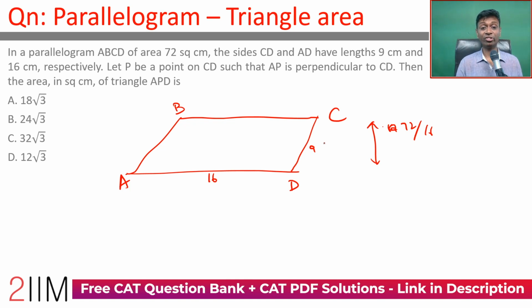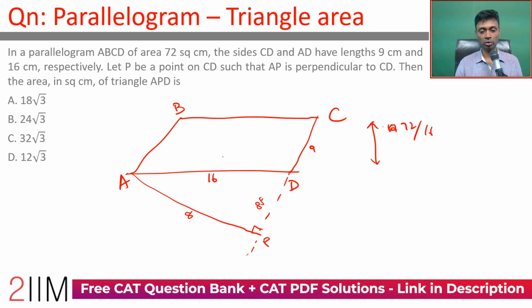Let P be a point on CD such that AP is perpendicular to CD. We'll draw a perpendicular from A to CD. It's not going to be on CD, it's going to be outside, which is all right. We'll say this point is P. We know that AP measures 8. The area in square centimeters of triangle APD is what we need to find. This is 8, this is 16.